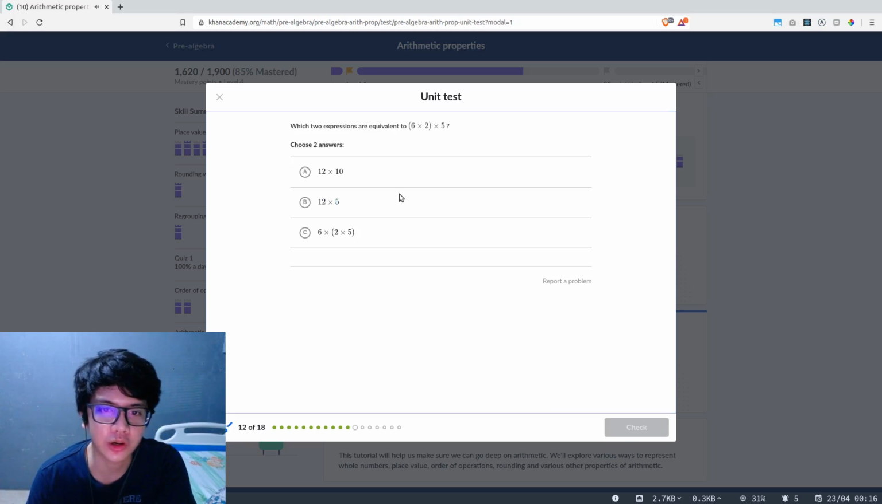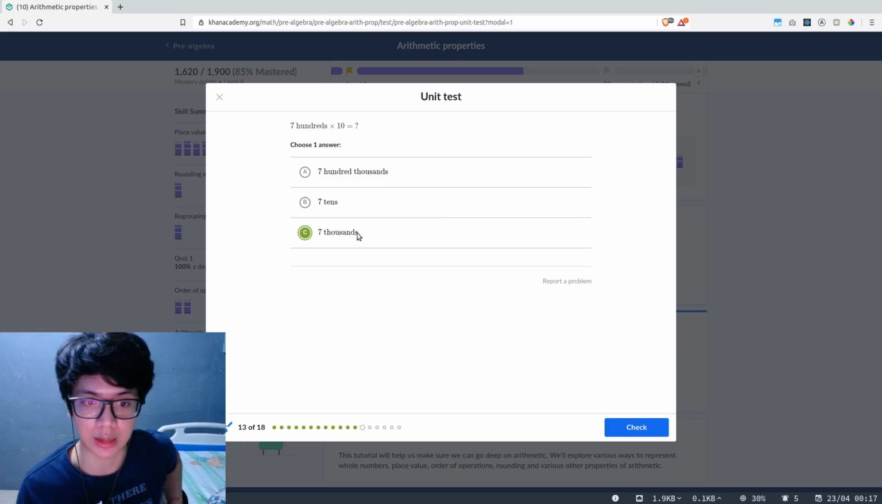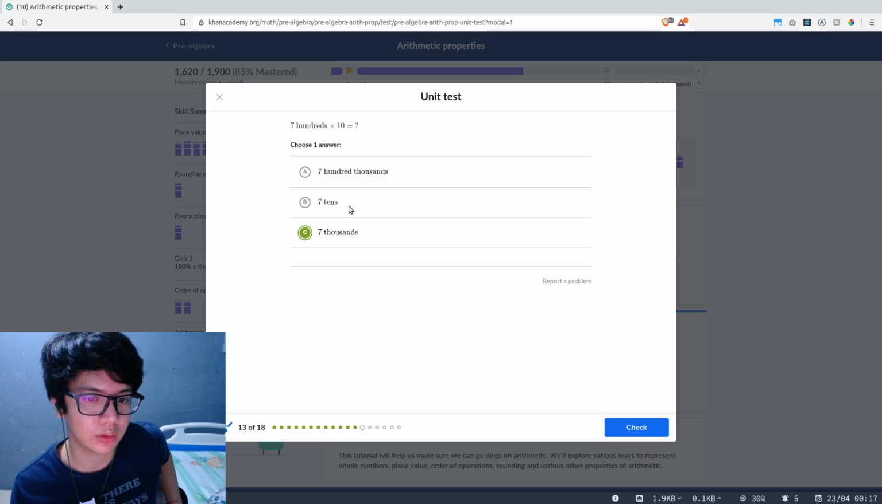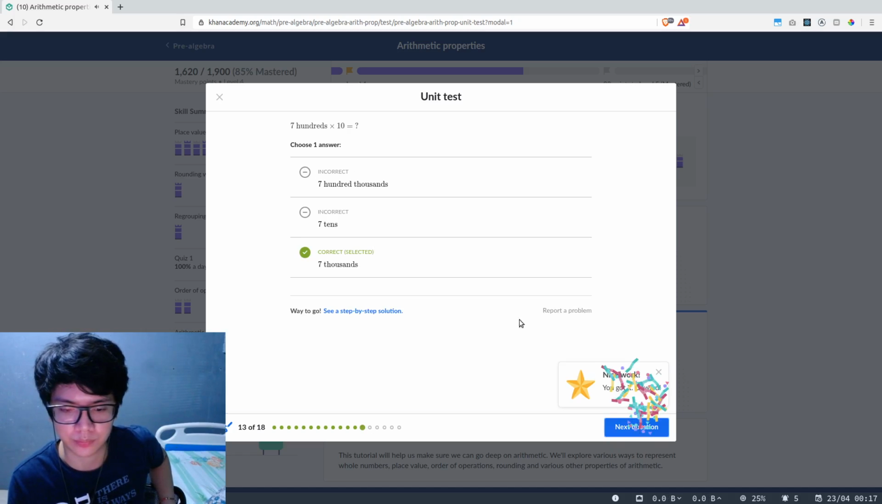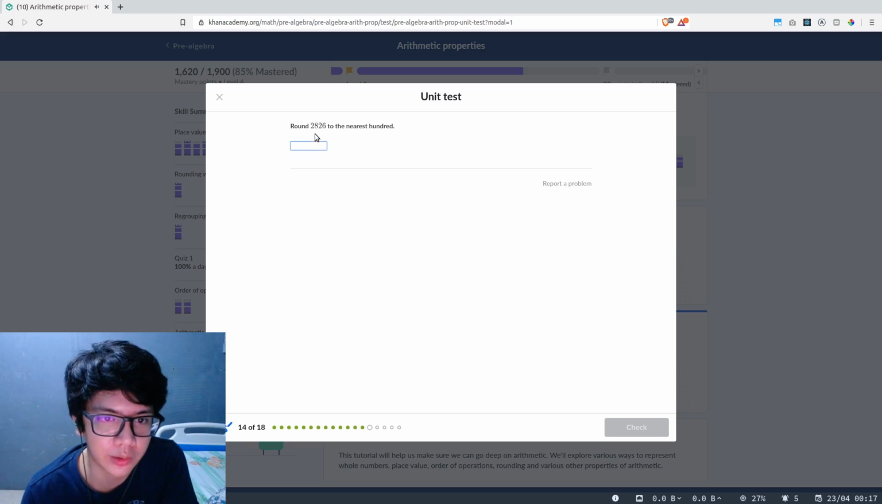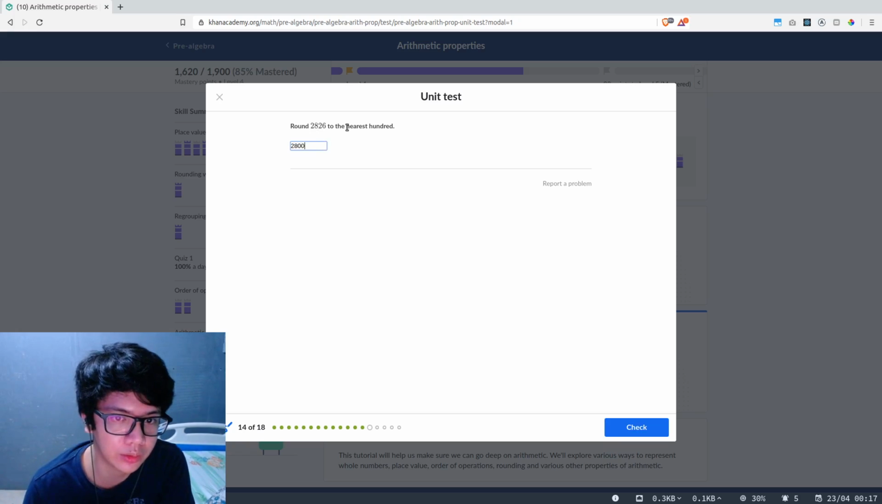Which two expressions are equivalent to 6 times 2 times 5? Not 12 times 5. 12 times 5 or 6 times 2 times 5. Okay. 700 times 10 equals 70 hundreds or 7,000s. That's insane, man. Rounded to the nearest hundred. Right? 2,800. Nearest hundred. Round down. Cool.